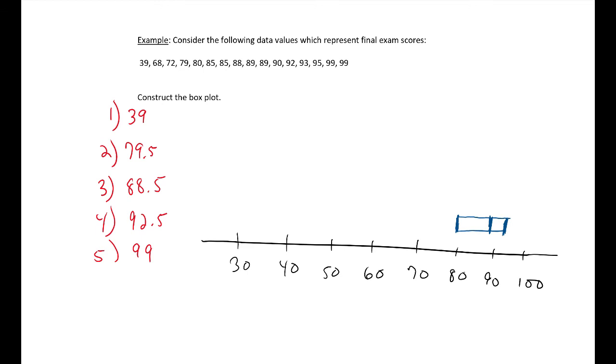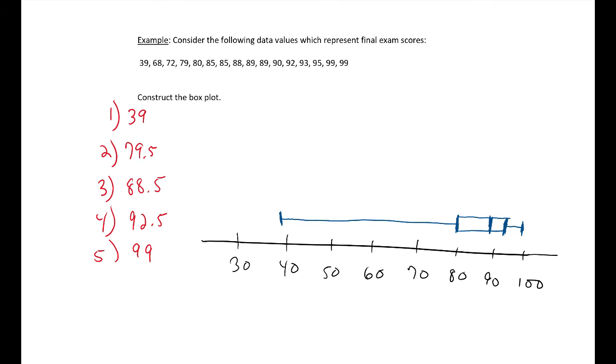And then next what we're going to do is we're going to draw whiskers. So our smallest data value is 39. So 39 is way over here. So we're going to extend a whisker from that box all the way to that 39. And also we're going to do that for a maximum. Okay, we have a max of 99, that's just shy of a 100. We're going to extend a line out to that.